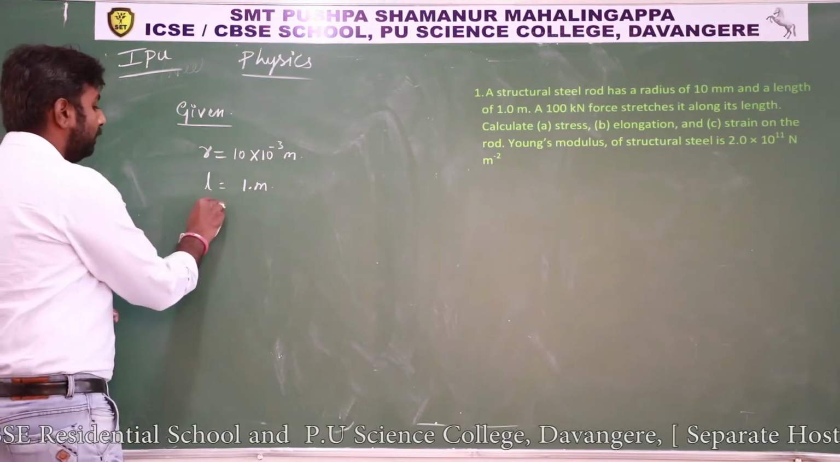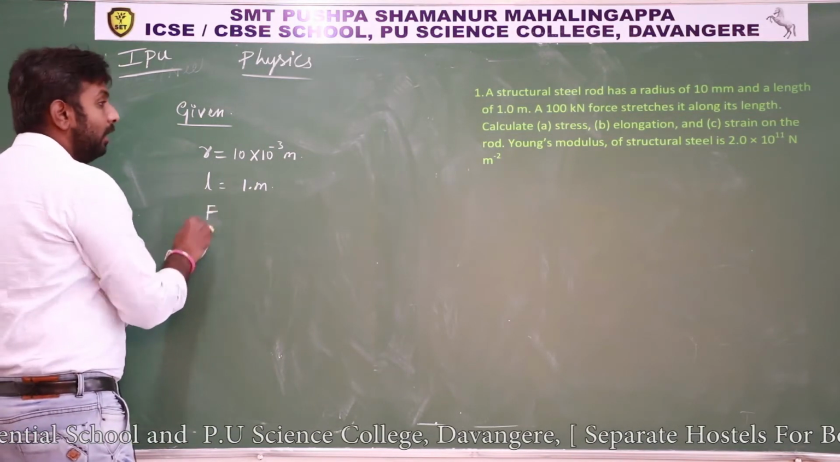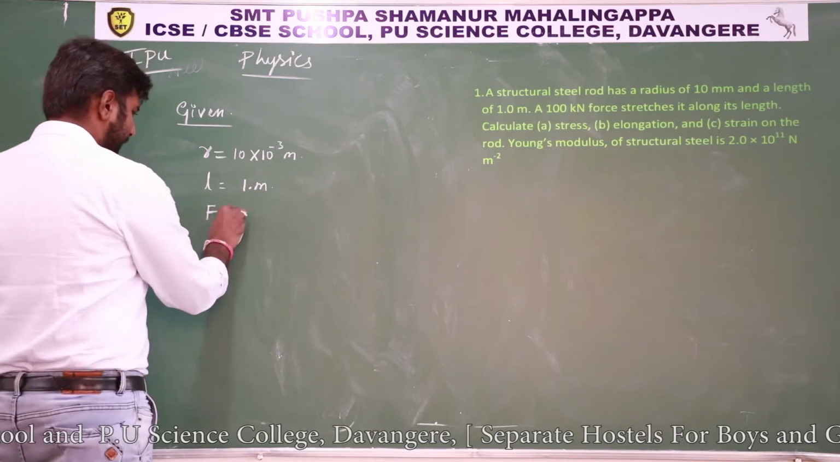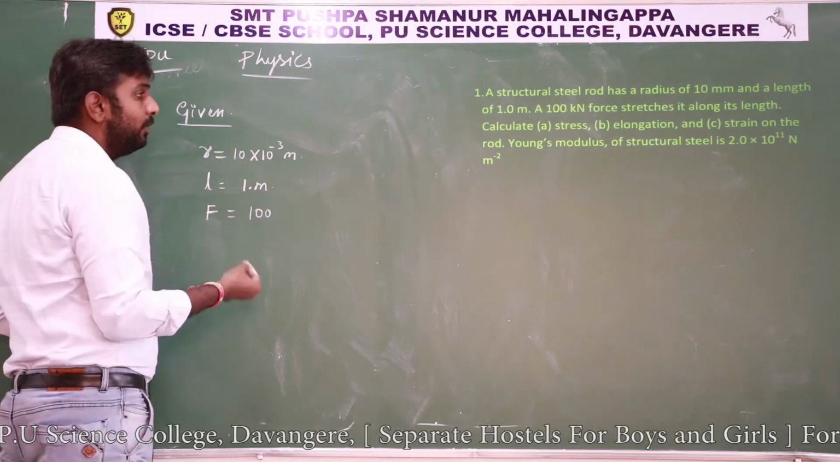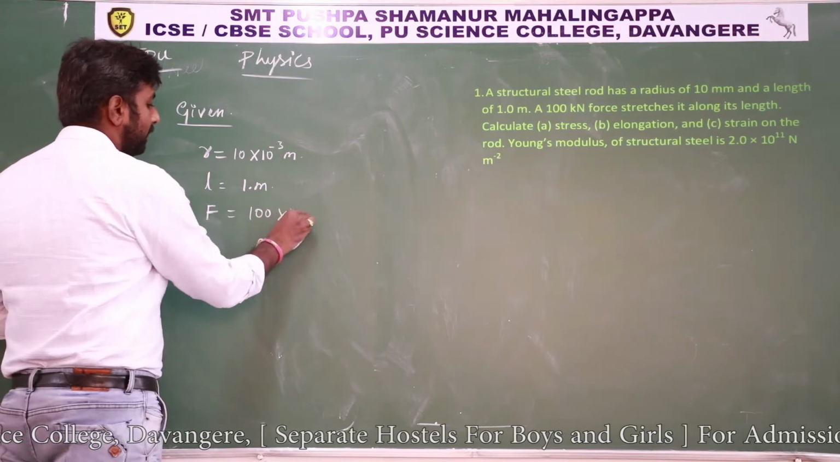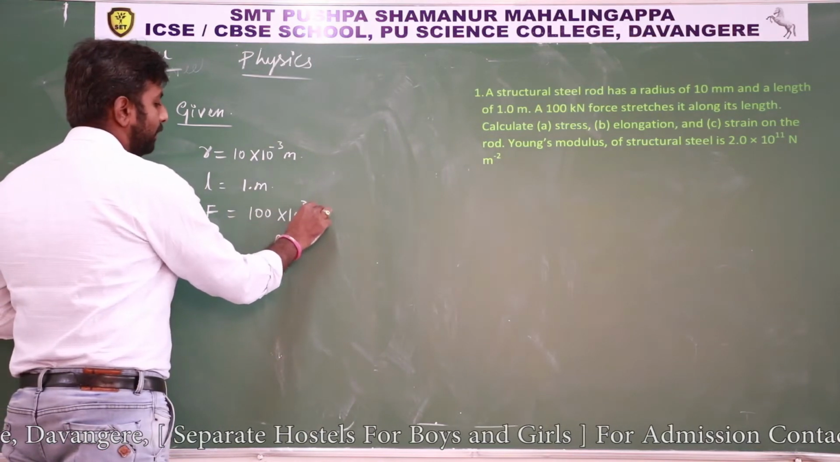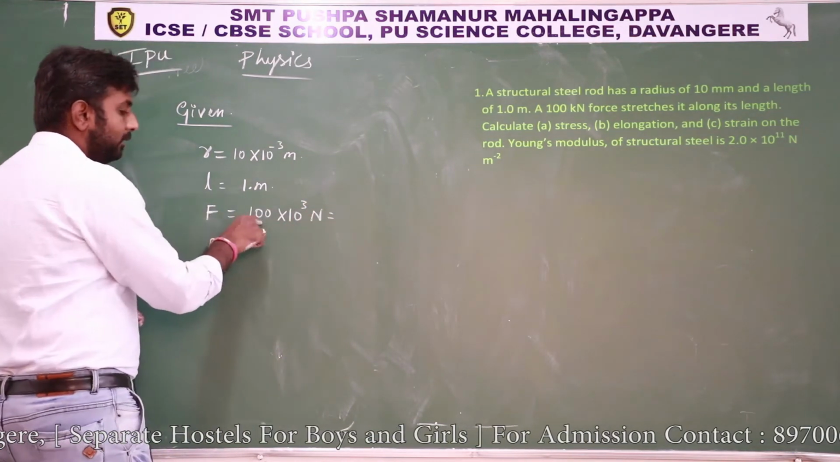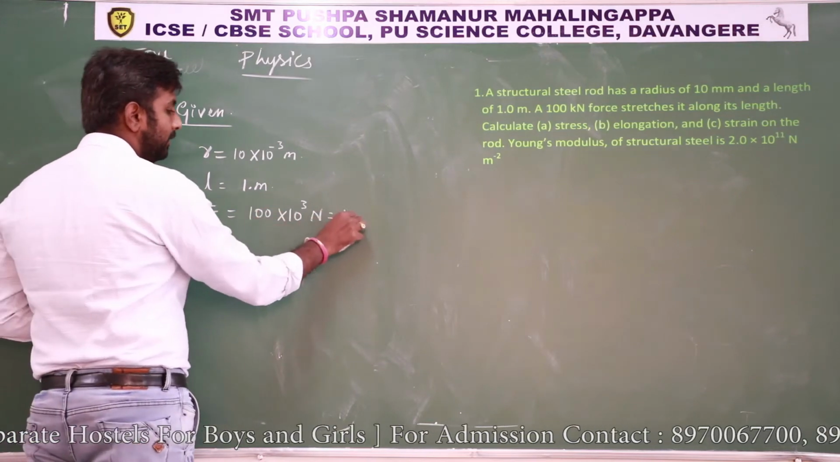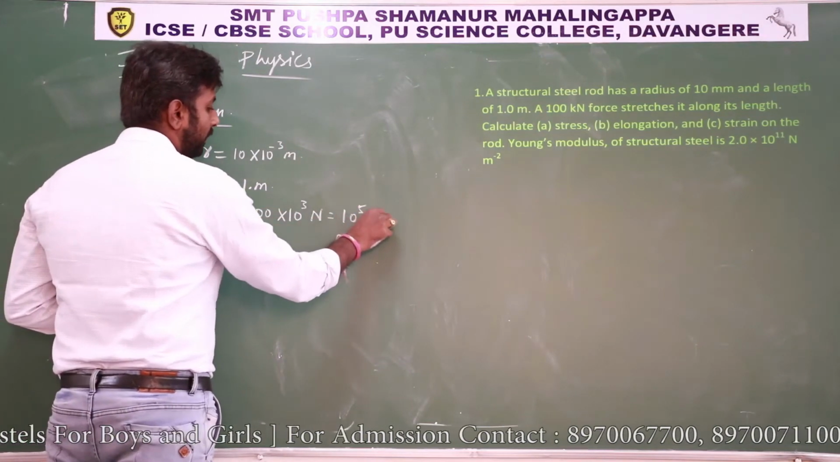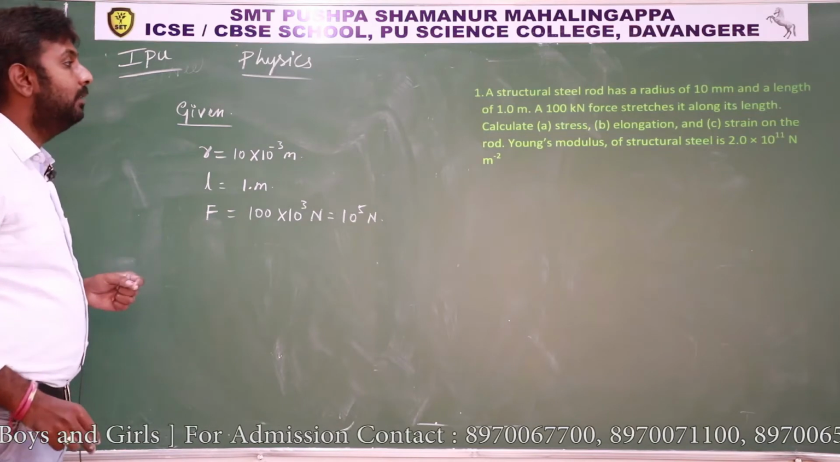And a 100 kilonewton force stretches it along its length. So the force value F is 100 kilonewton. Kilo is 10 to the power 3 Newton, so 10 squared times 10 cubed gives 10 to the power 5 Newton. This is the force value.